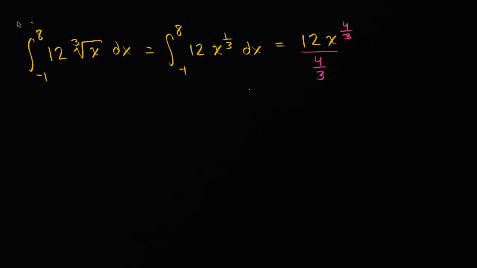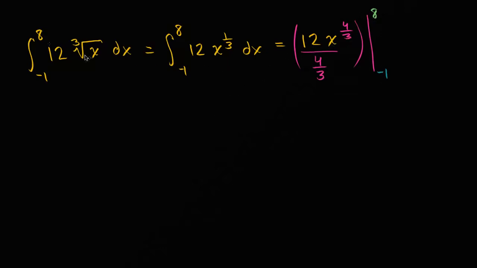And I'm going to evaluate this at the bounds. So I'm going to evaluate this at, and I'll do this in different colors, I'm going to evaluate it at 8, and I'm going to evaluate it at -1, and I'm going to subtract it, evaluate it at -1 from this expression evaluated at 8.